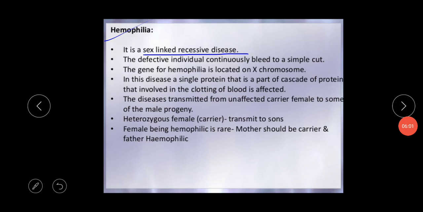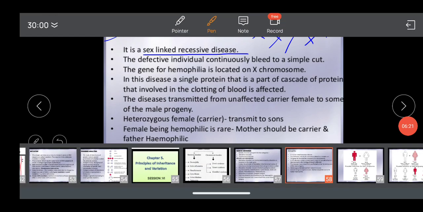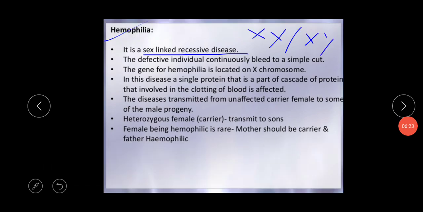Now you can ask me one thing: what is the meaning of carrier female? How will you define the carrier female, and why does only the female become a carrier? Because the female body has two sex chromosomes, X and X, and the male body has two types of sex chromosome, X and Y.